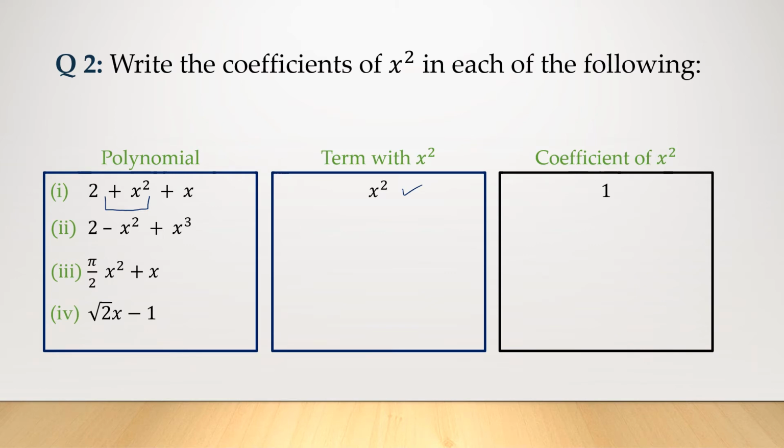So coefficient of x square is 1. Now the next part, here this is the term with x square, right? Now what is the coefficient? Coefficient of x square is negative 1. Let's do next part. This is pi by 2 x square plus x. This is the term with x square, right? Now what is its coefficient? Its coefficient is pi by 2. The last part. Do we see any term with x square? No, there is not. So no term with x square, so obviously coefficient will be 0.